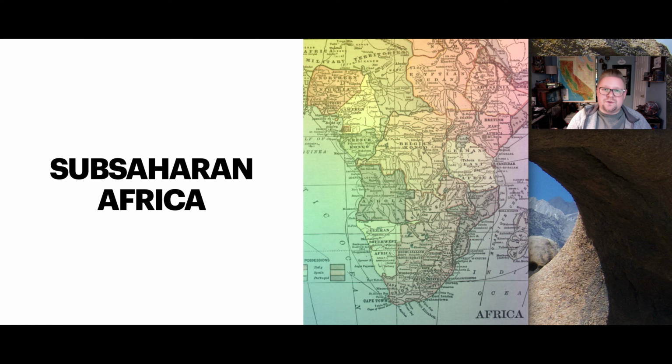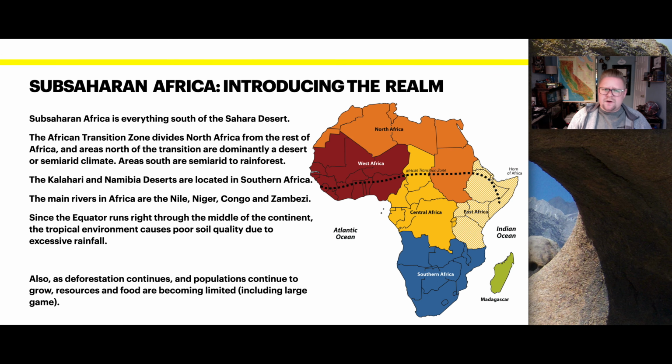So let's introduce the realm. Sub-Saharan Africa is everything south of the Sahara Desert. The African Transition Zone divides North Africa from the rest of Africa, and the areas north of that transition are dominantly a desert or semi-arid climate. Areas south are semi-arid to rainforest. The Kalahari and Namib deserts are located in southern Africa. The main rivers in Africa are the Nile, the Niger, Congo, and the Zambezi.